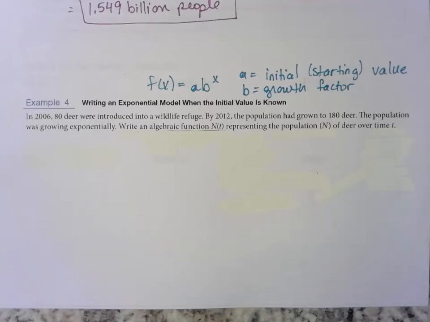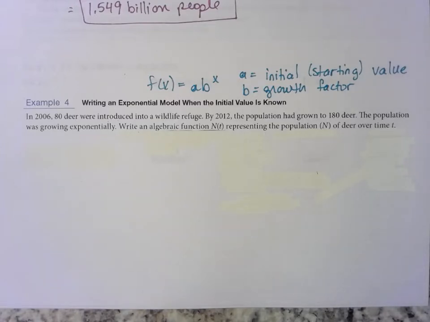In 2006, 80 deer were introduced into a wildlife refuge. By 2012, the population had grown to 180 deer. The population was growing exponentially. Write an algebraic function n of t representing the population n of deer over time t.